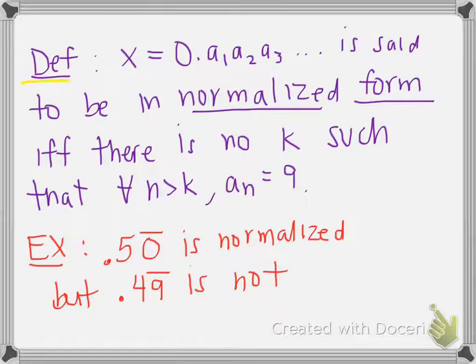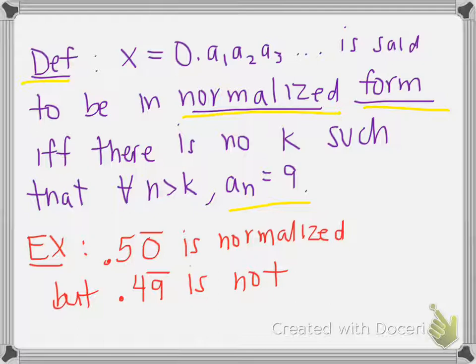And a definition. So let's say x equals 0.a sub 1, a sub 2, a sub 3, dot, dot, dot, is said to be in normalized form if and only if there is no k such that for all n belonging to k, a sub n equals 9. Okay, so here's what that means. The book maybe gave you some more examples, but just for sake of time, if we had 0.50 repeating, that's normalized, but 0.49 repeating is not.